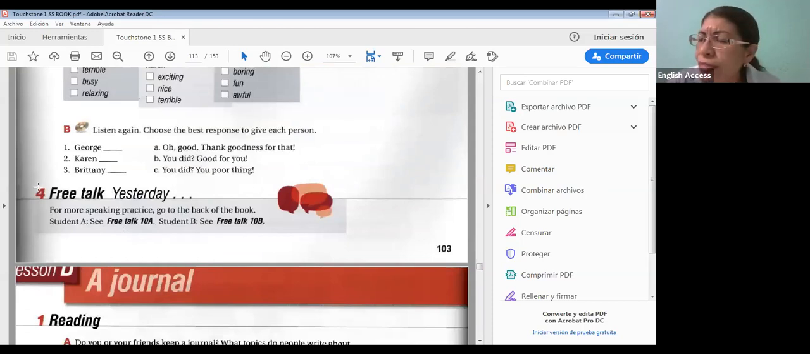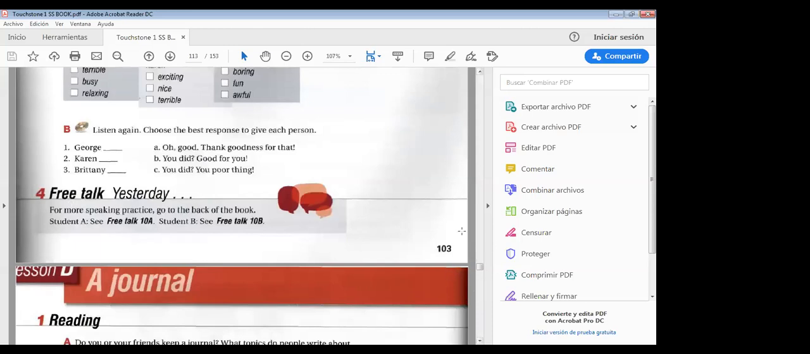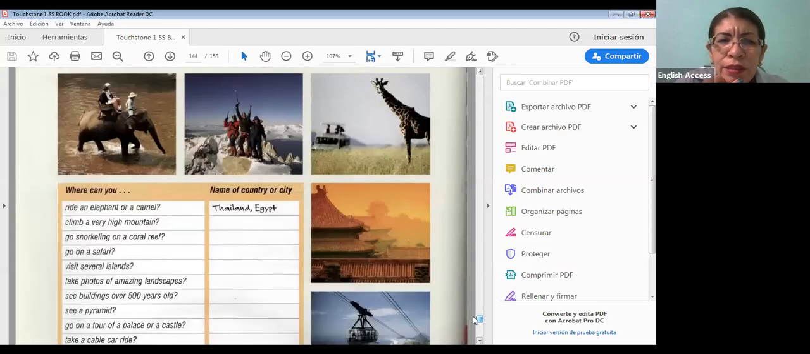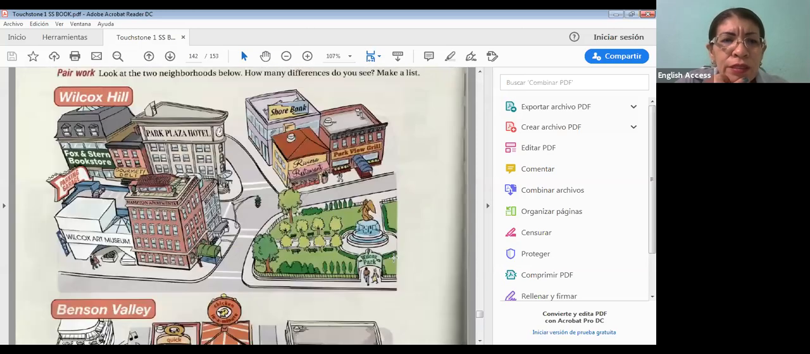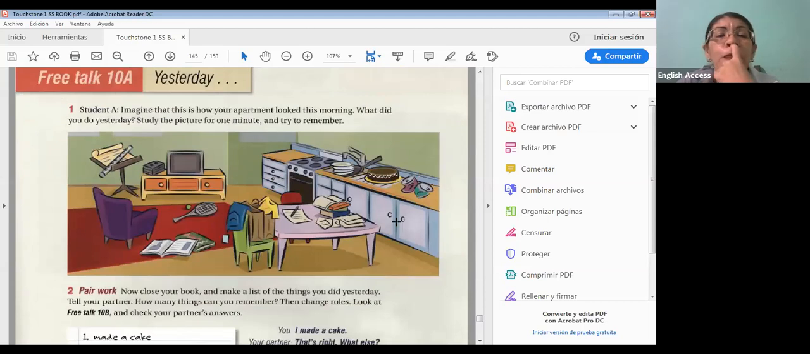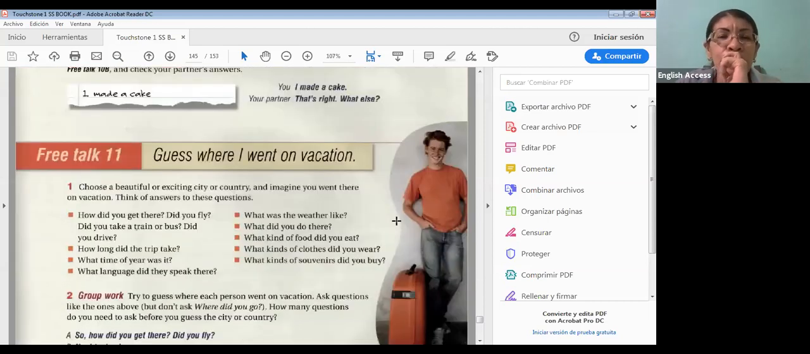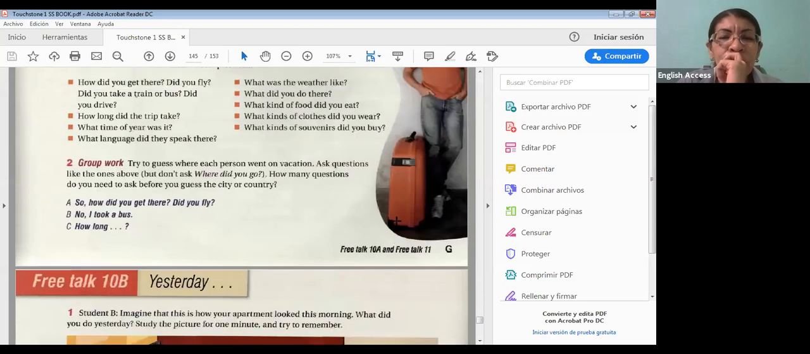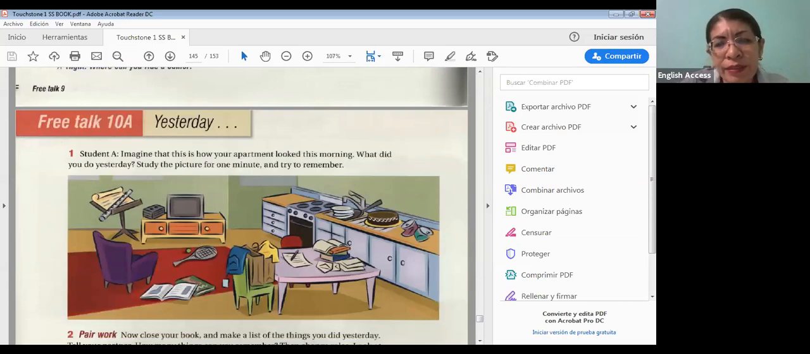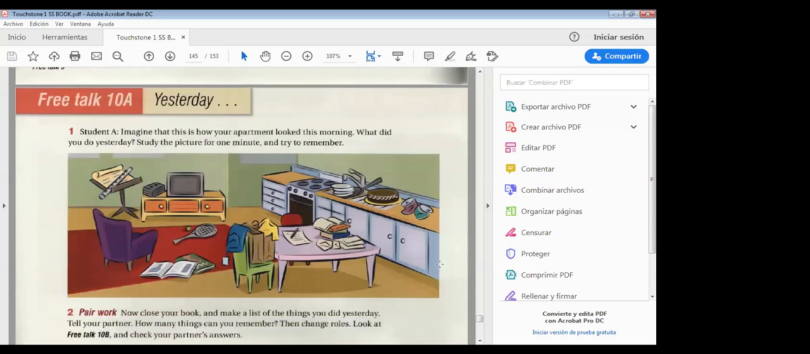Did we do this exercise last Thursday, Luis? I don't remember the free talk. Okay, we're going to do this part. Let's see, go almost to the end of the book. The last pages, this is the page. Here it says free talk number 10. Okay. Yes, can you see?